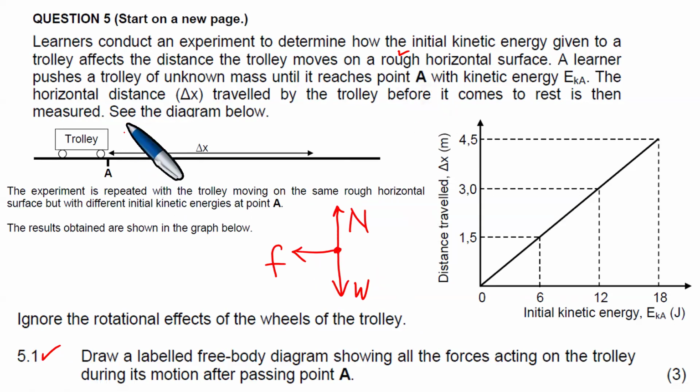Remember that the experiment is repeated, with the trolley moving on the same horizontal surface, but with different initial kinetic energies at point A. So you have different kinetic energies, and then this trolley moves by itself. A learner pushes a trolley of unknown mass until it reaches point A with kinetic energy EKA. The horizontal distance traveled by the trolley before it comes to rest is then measured. See the diagram below. So you have this kind of situation. We have drawn the free body diagram, and this is it, and it is enough. Next point.